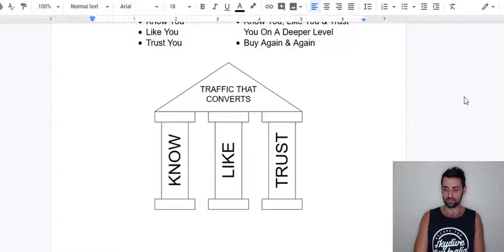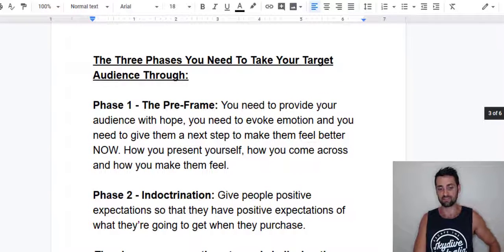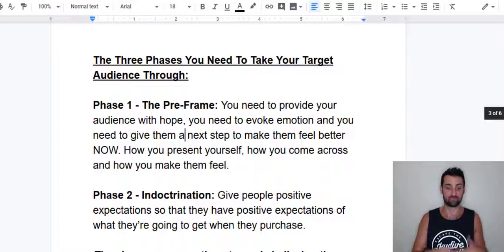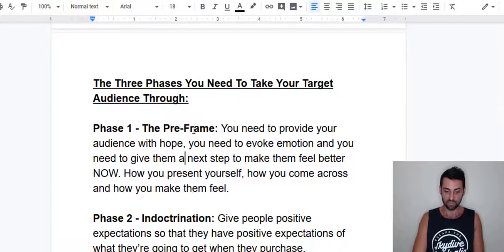So moving on, we're going to look at the 3 phases you need to take your target audience through in order to get them converting, basically to being hot traffic. So the pre-frame.